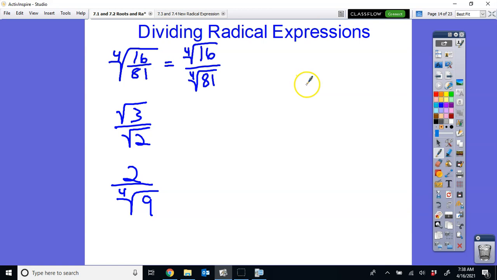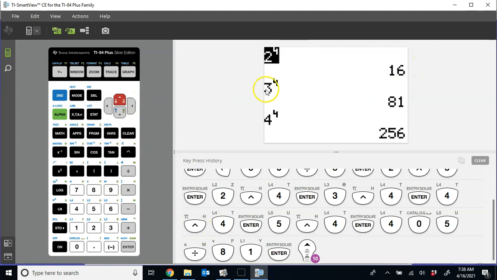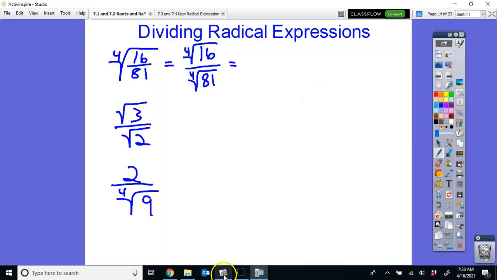When it's a nice, pretty little answer like this, you can actually just use the calculator to do this whole thing in the calculator and you'll be fine. Because 2 to the fourth power, if you remember, is actually 16. 3 to the fourth power is 81. So the fourth root of 16 is 2. The fourth root of 81 is 3. When they're nice, perfect fourth powers like that, you can just use the calculator or you can use your brain to figure it out like I did.